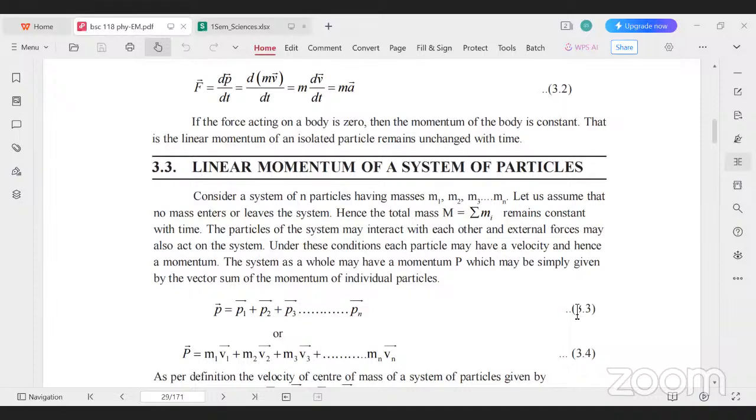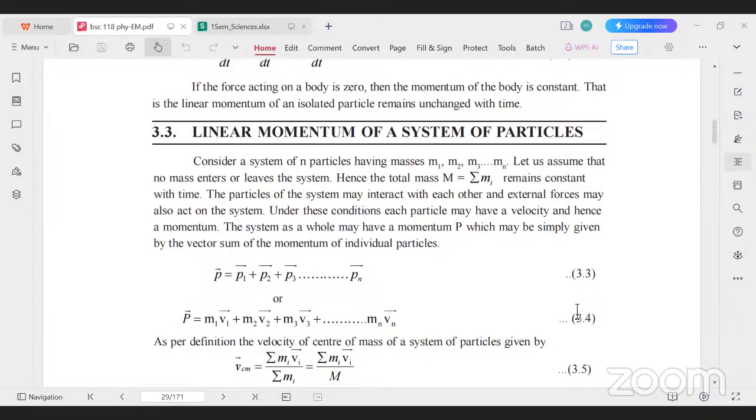Here we are going to find the momentum P bar, which is a vector having both magnitude as well as direction. We take the particles P1, P2, P3, and so on up to Pn, or we can write P bar as the sum of mass times velocity: M1V1, M2V2, M3V3, and so on up to MnVn. We can write this or that.